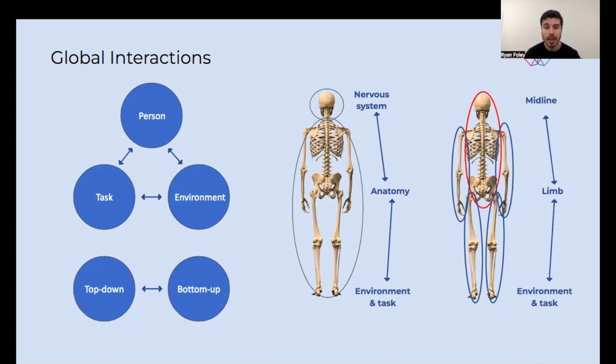Okay. And we've also spoken about this interaction between the nervous system, the anatomy, and the environment or task. Okay, but the one that is most practically applicable straight away is understanding this interaction between the midline tissues and the limb segment, and how the midline tissues and the limb segment ultimately change their behavior within the context of the environment and the task.